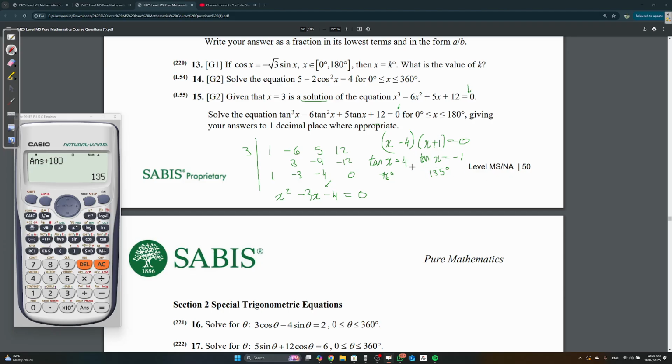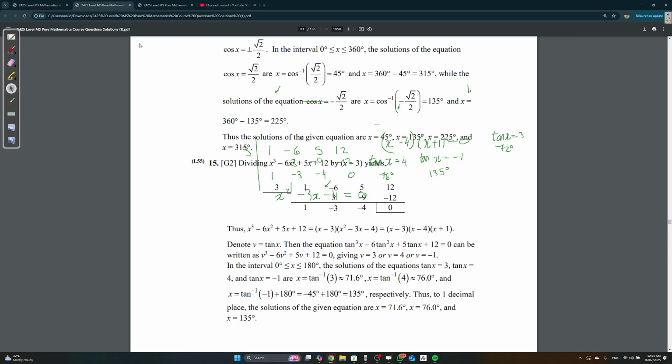Okay. We only have two solutions. If you're doing it on computer, you're going to realize that there's a third box. You're going to ask me how to get the third box. Now you can't forget, x equals 3 is a solution. So you also have to consider tan x is equal to 3. Let's do shift tan 3. You get 72 degrees approximately. Okay, so 72, 76, 135.